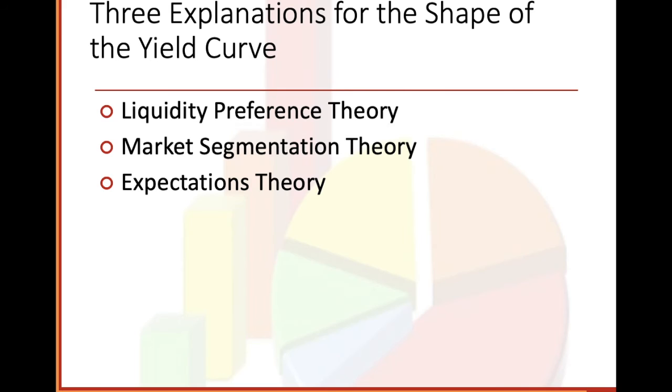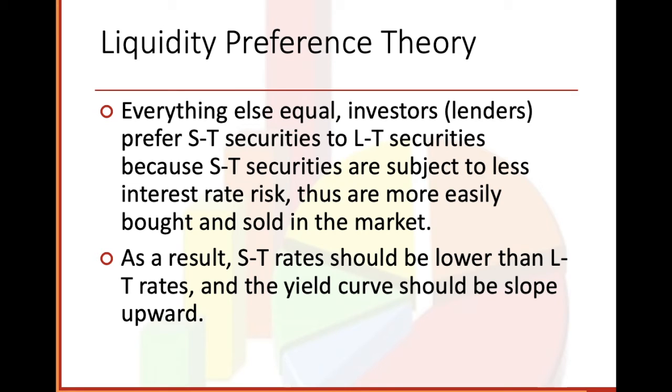Three explanations for the shape of the yield curve: liquidity preference theory, market segmentation theory, and expectations theory. These are the 3 we're going to look at. Liquidity preference theory: everything else equal, investors or lenders prefer short-term securities versus long-term securities because short-term securities are subject to less interest rate risk, thus are more easily bought and sold in the market. As a result, short-term rates should be lower than long-term rates, and the yield curve should slope upward.